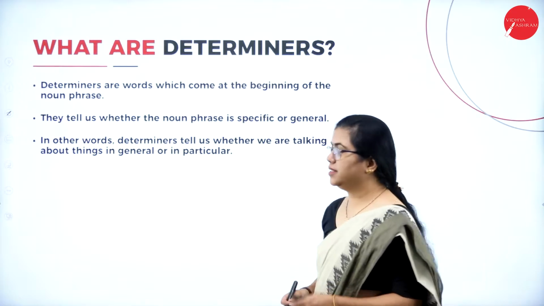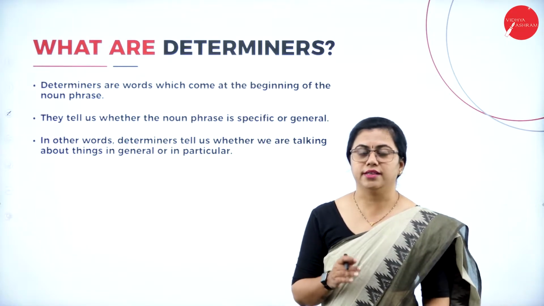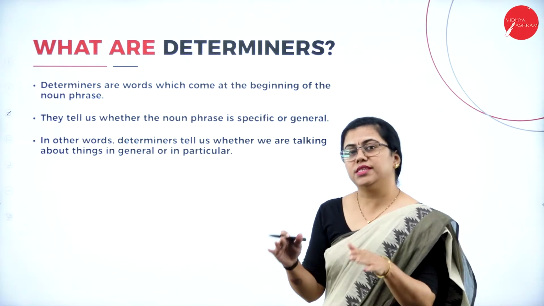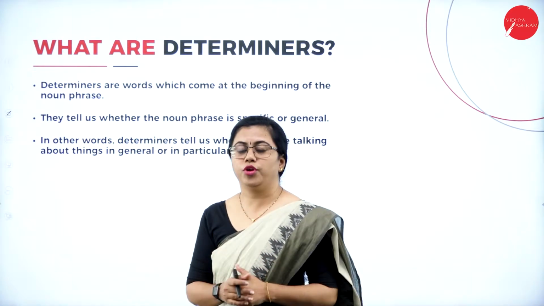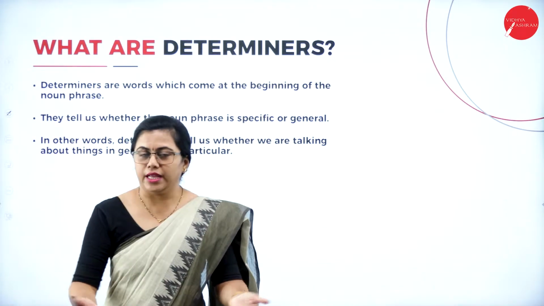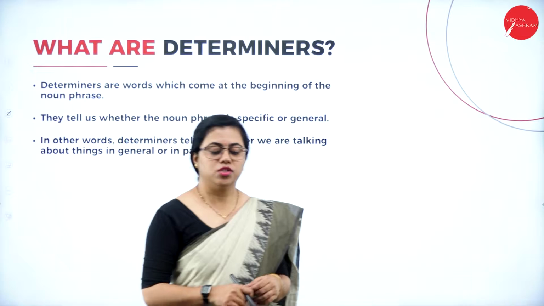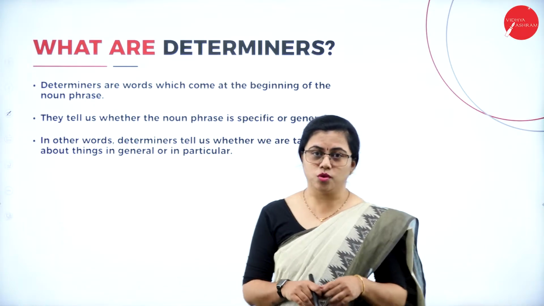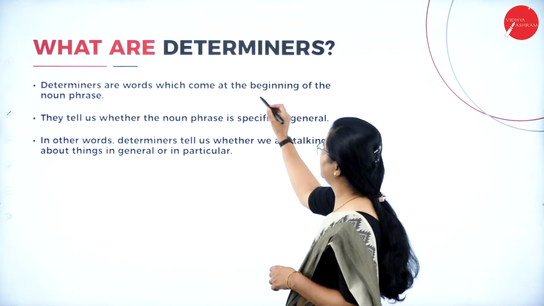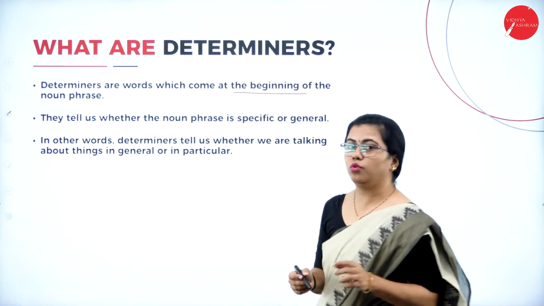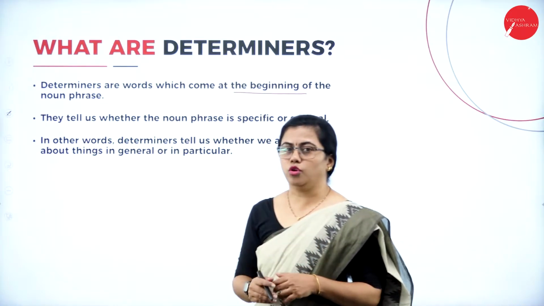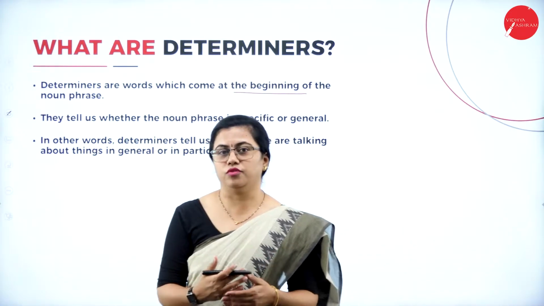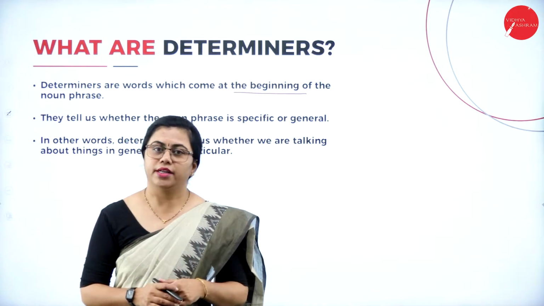So what are determiners? We need to understand that first. This is the basic grammar that you are going to learn in any of the English grammar classes. Determiners are those words that come at the beginning of a noun phrase or a noun also. Before a noun or a noun phrase, determiners are the ones that are going to come.